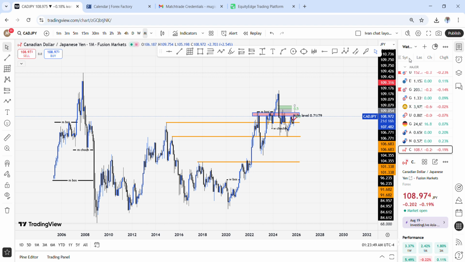Here I'm to take you through the analysis on CADJPY, and we are going to begin from a monthly perspective, and we see what is happening there as we go down up to maybe 1 hour or 15-minute time frame.